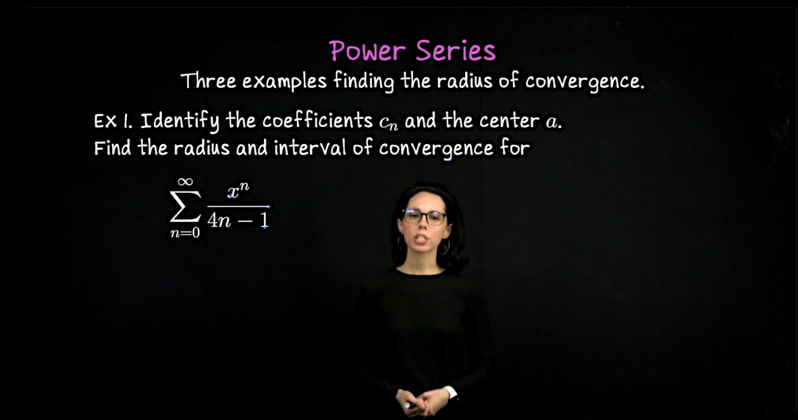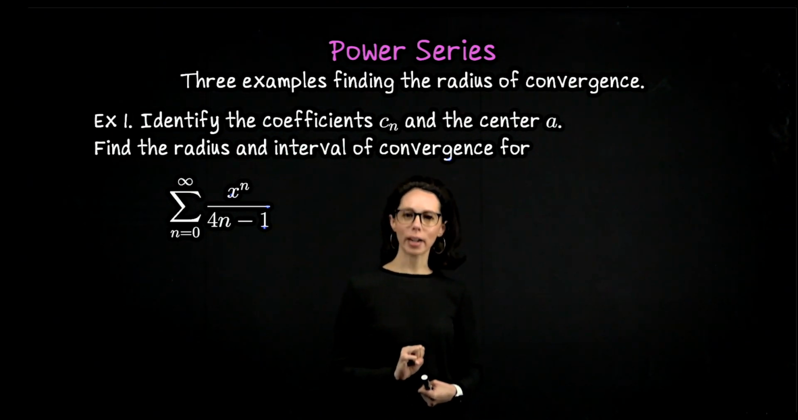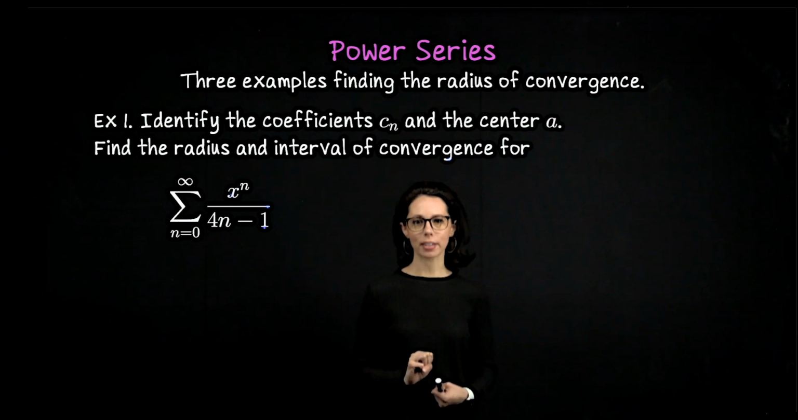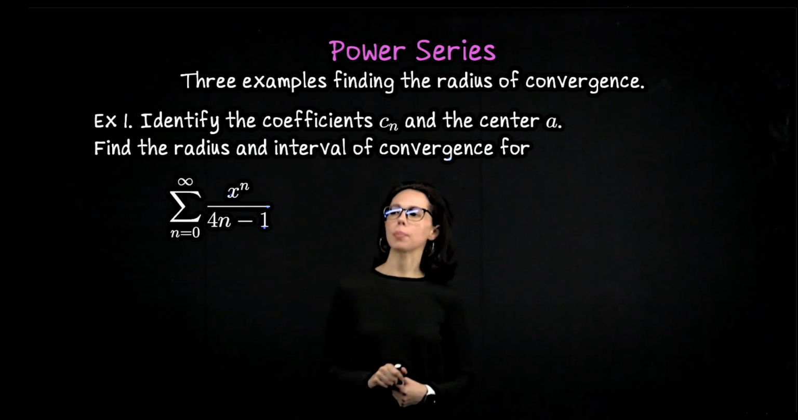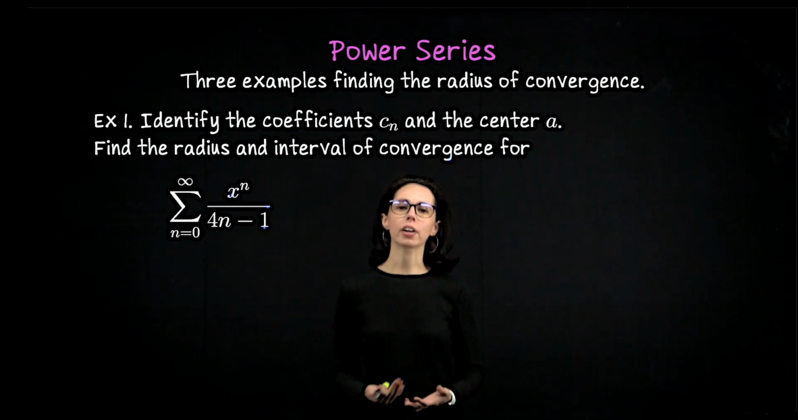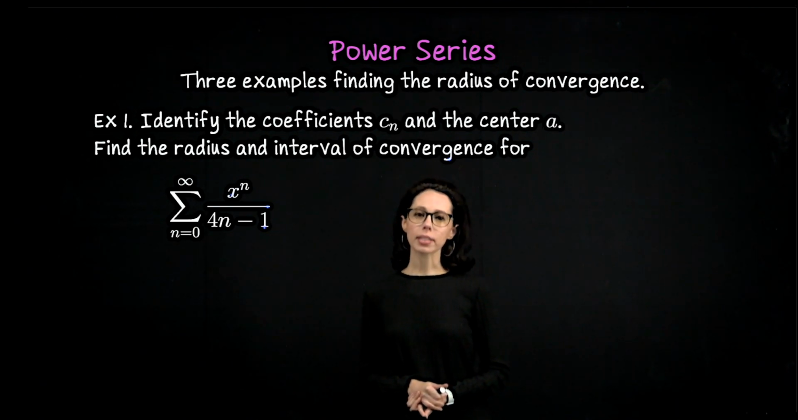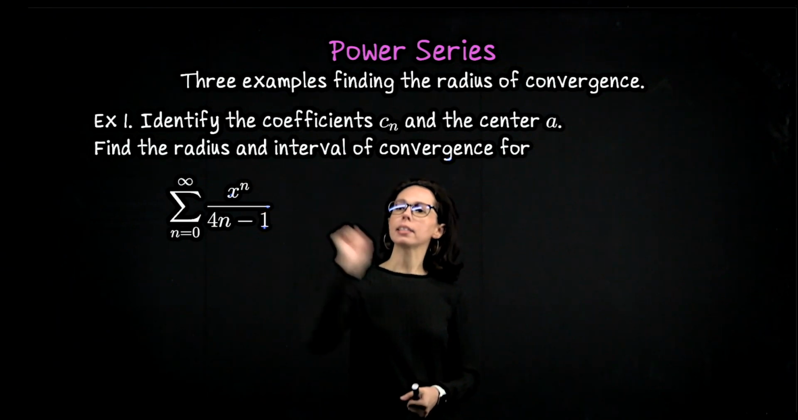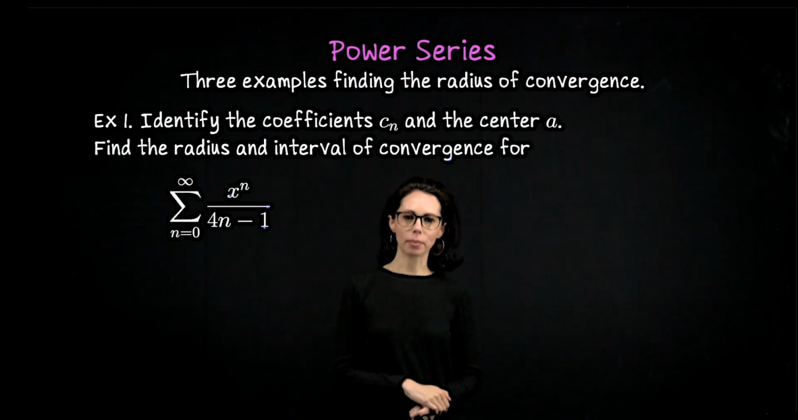In this video, we are going to do 3 examples finding the radius of convergence for power series. So let's take a look at this first example. We would like to find the radius of convergence. In fact, we'll give the entire interval of convergence for the power series whose terms look like x to the n divided by the quantity 4n minus 1.